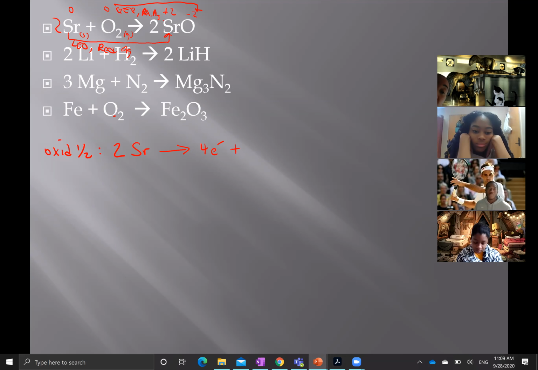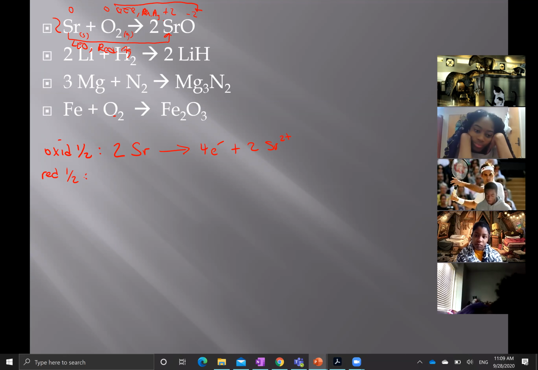Okay, cool. So then what's the form of strontium on the other side? Sr plus 2. 2 Sr 2 plus. Good job. So the reducing half, what do I write?